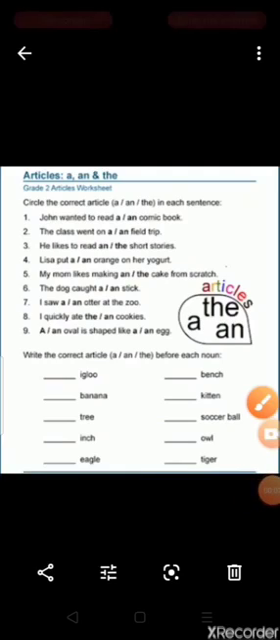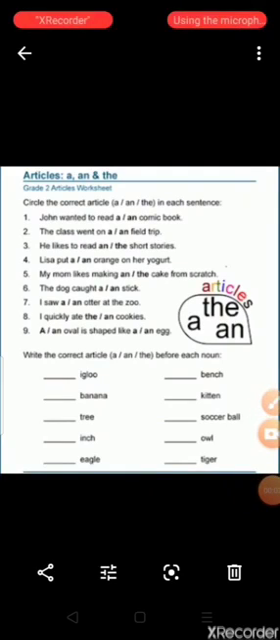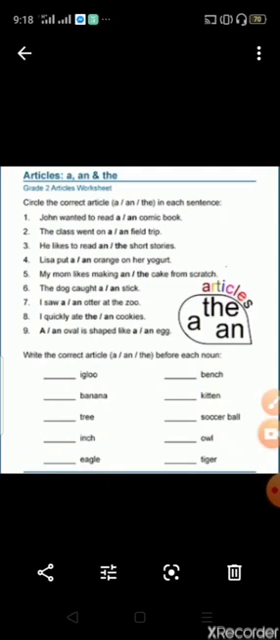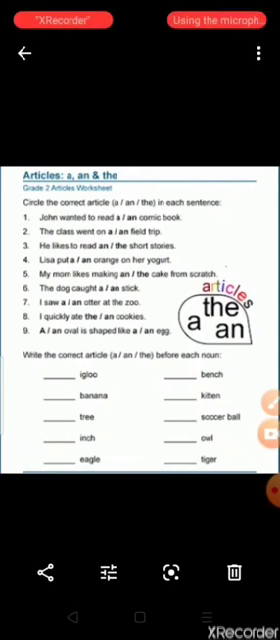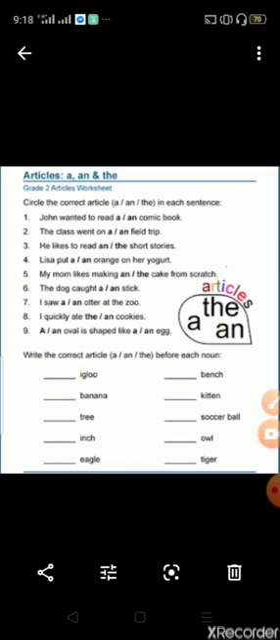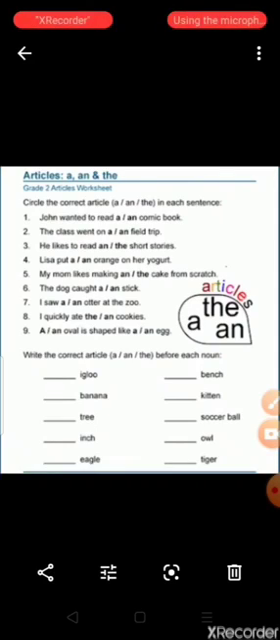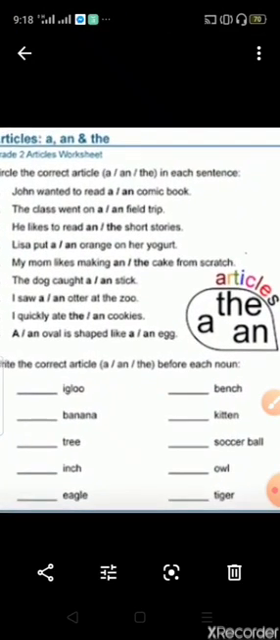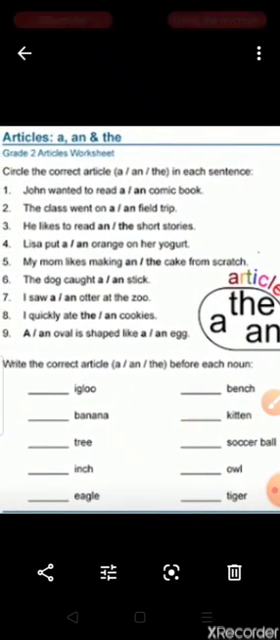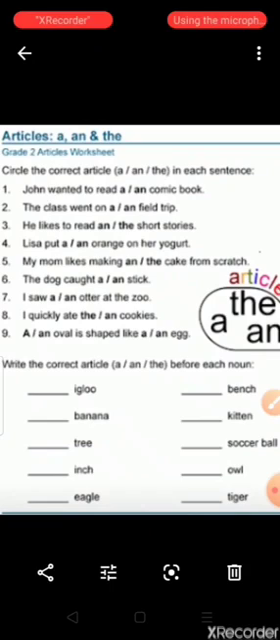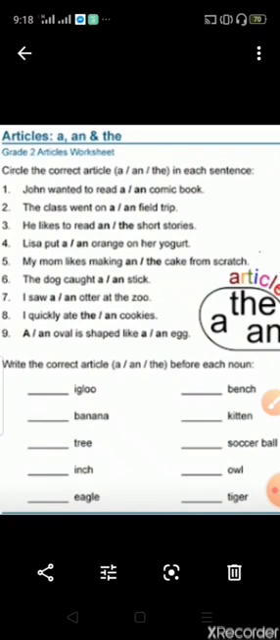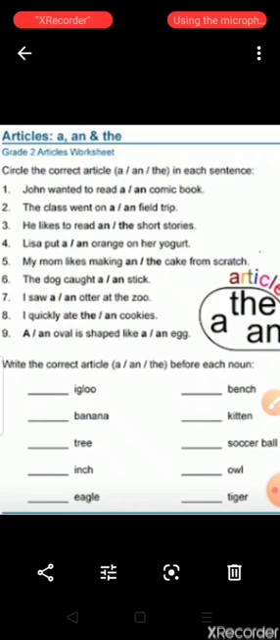Okay, so now we are going to see how much you have grasped from this session. And for this, we will be solving this worksheet. Okay, so let's start. Our first exercise is: circle the correct article a, an, and the in each sentence.